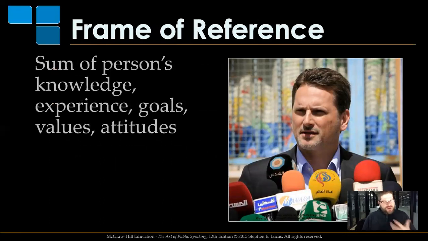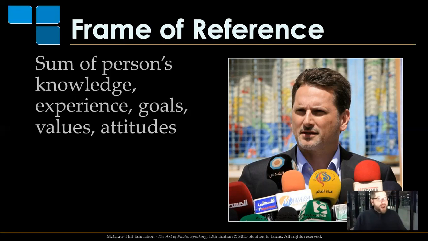The frame of reference, or someone's frame of reference, also could be considered someone's worldview, might be another way to frame it, or paradigm. So this is the sum of a person's knowledge, experience, goals, values, and attitudes. And this frame of reference is what we look through, right? It's like this window that we look through to see the world. And everyone has a different frame of reference. And so you, as a speaker, have to understand that your audience is diverse, right? Your audience have these different frames of reference. And so it's up to you to do what you can to tailor your message to your audience so that your message will reach the audience.